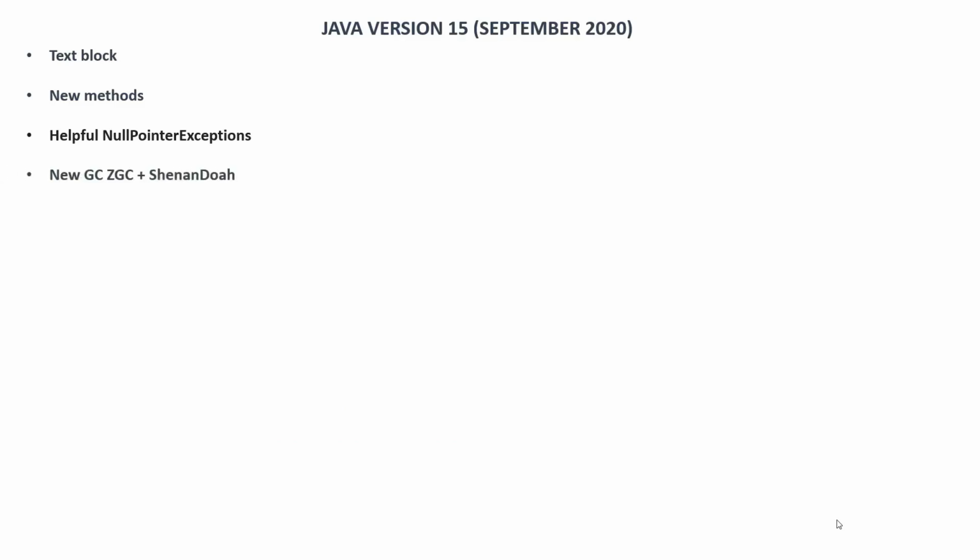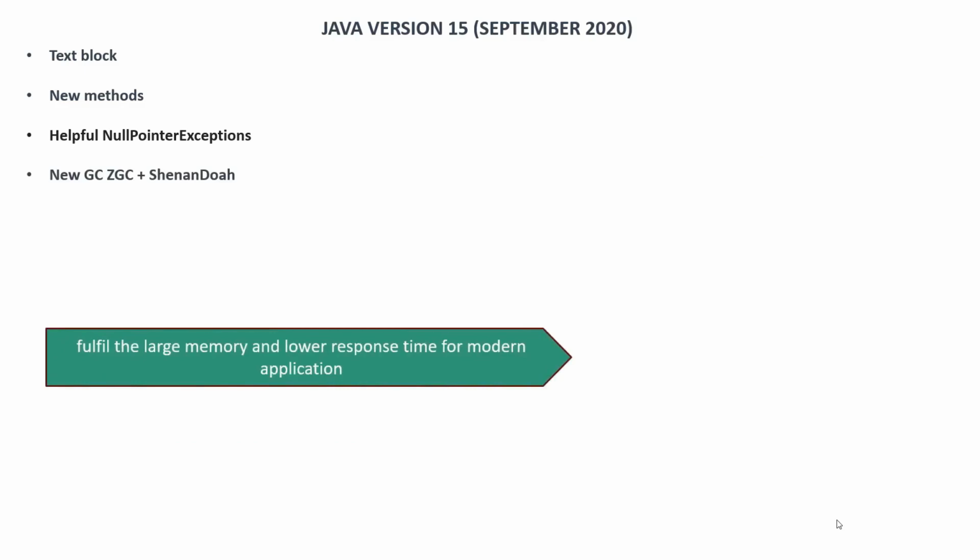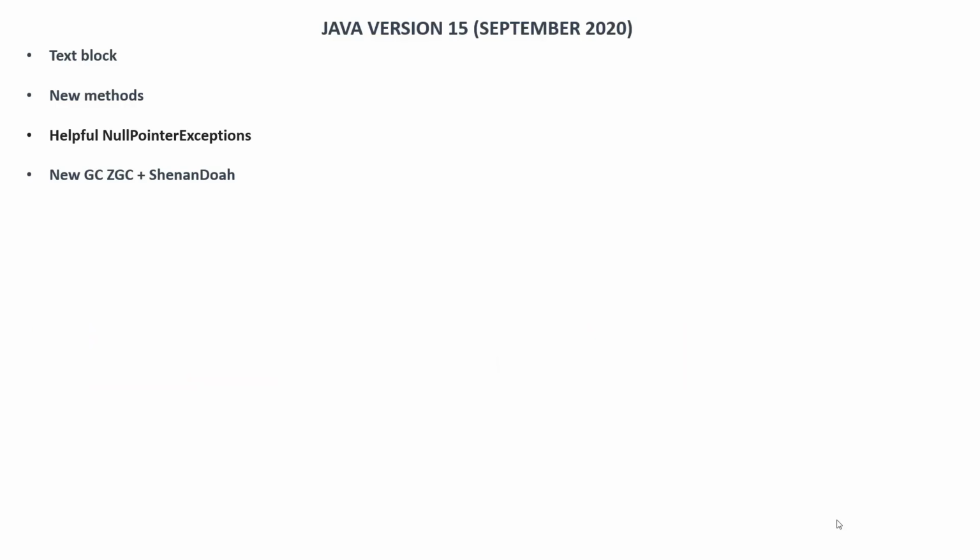New garbage collectors ZGC and Shenandoah. Java 15 made these two garbage collectors production ready. This is done to fulfill the large memory and lower response time needs of modern applications.